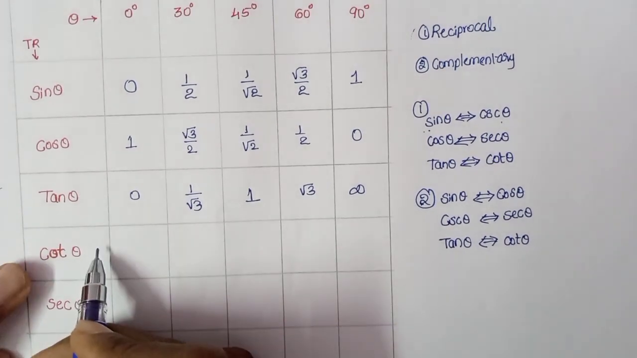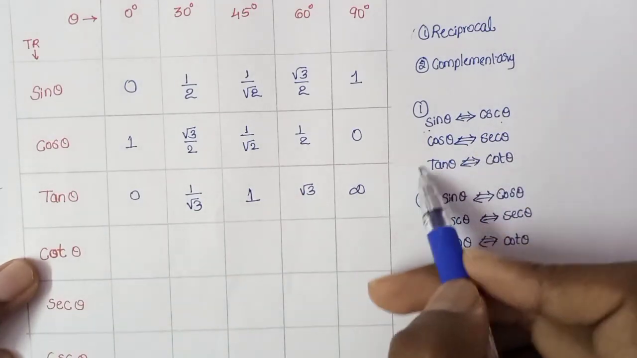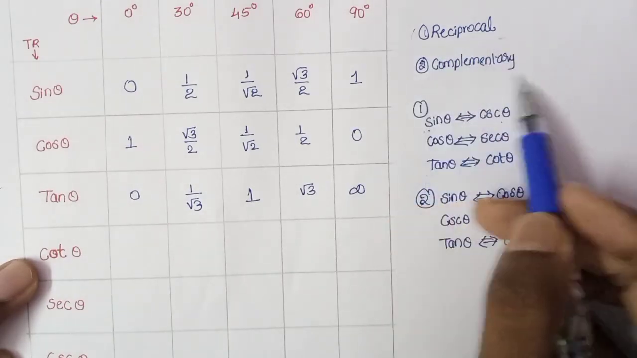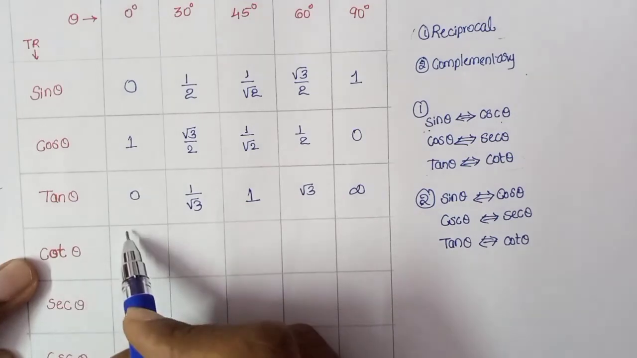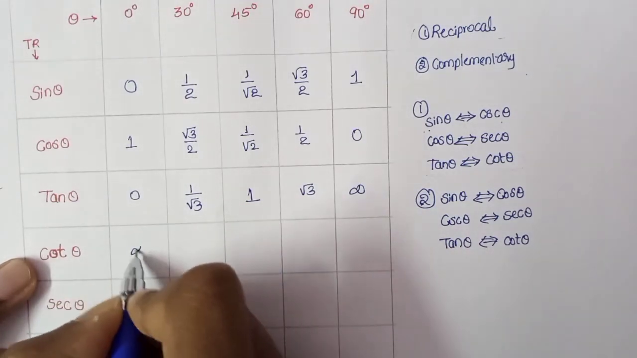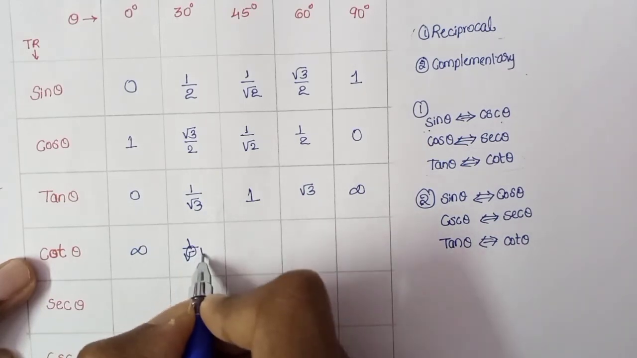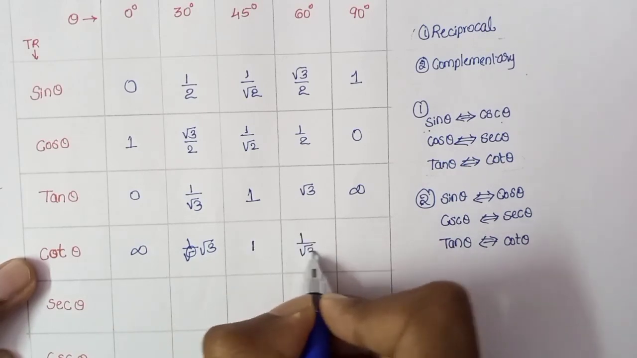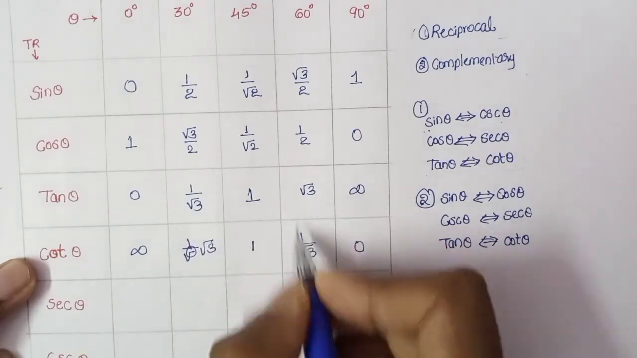And next, cot. Cot, you can say this is a reciprocal, because tan and cot have two kinds of relationships, reciprocal and complementary. So you can write from this side, or you can invert it and write. Writing from this side is easier: infinity, 1 by root 3, this is 1, this is 1 by root 3, this is 0. If you reverse also, you will get the same values.